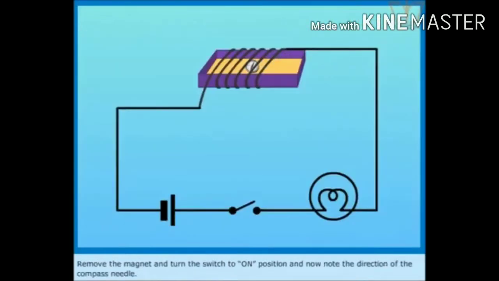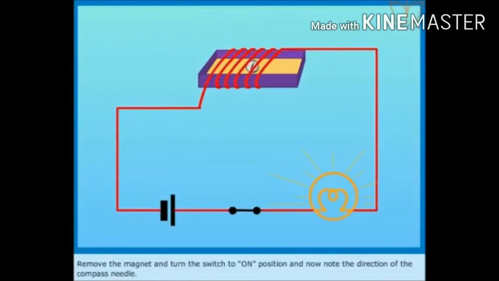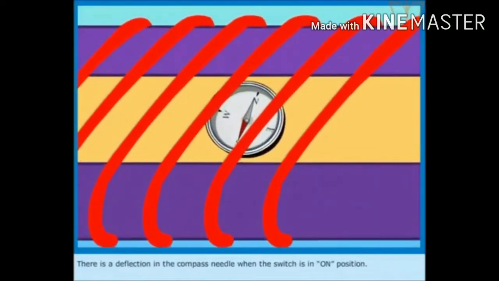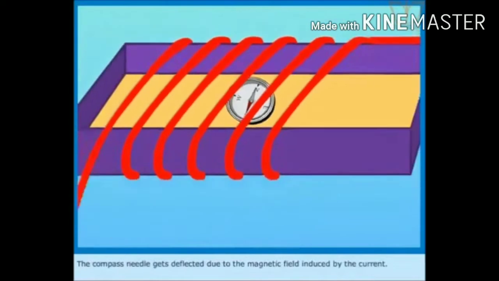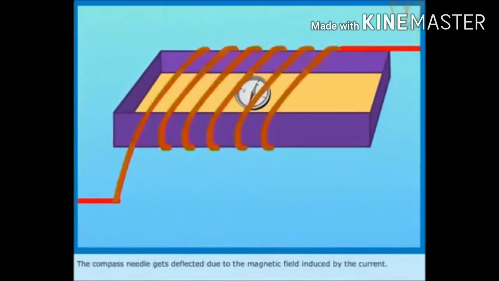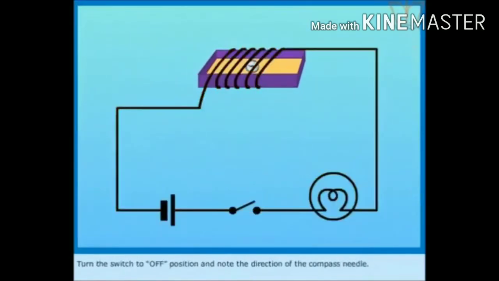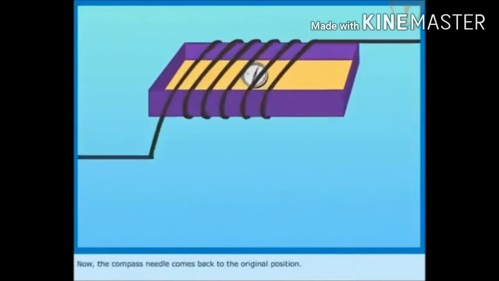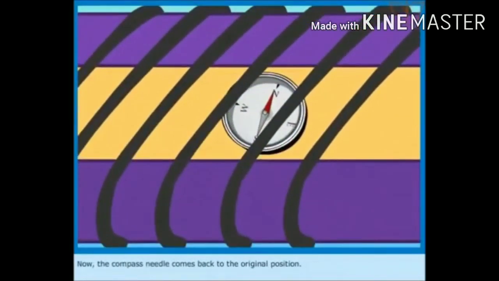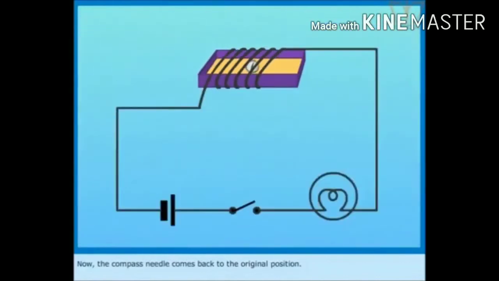Remove the magnet and turn the switch to the on position. Now note the direction of the compass needle. There is a deflection in the compass needle when the switch is in the on position. The compass needle gets deflected due to the magnetic field induced by the current. Turn the switch to the off position and note the direction of the compass needle. Now the compass needle comes back to the original position.